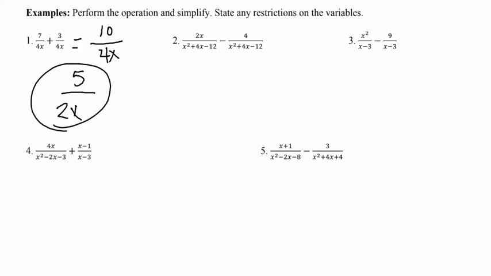If I want to do my restrictions, it's the exact same thing as with multiplying and dividing. When is my denominator not allowed to be 0? So x is not allowed to equal 0.